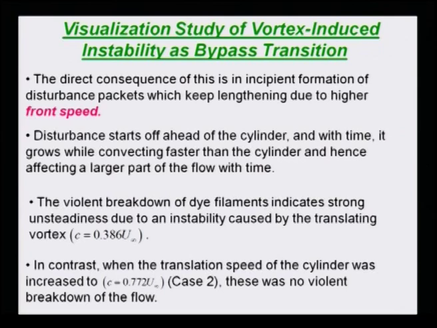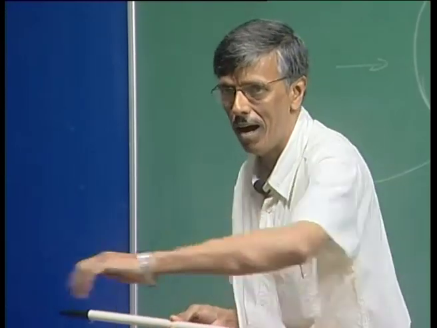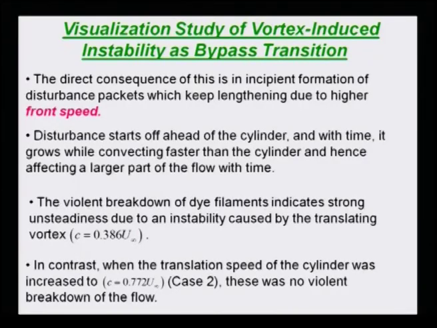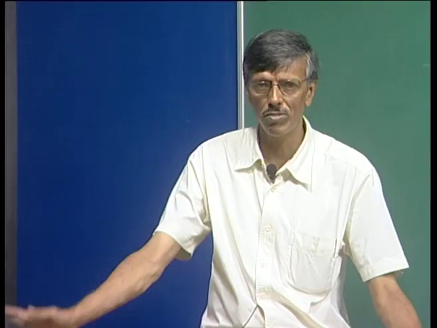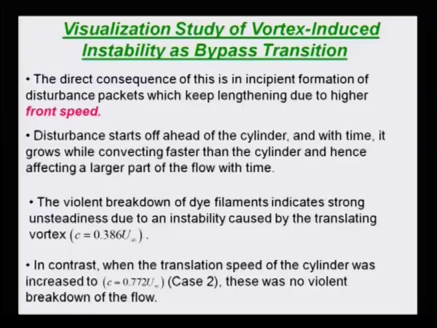Now, what we also noticed is that the disturbance actually started off a little ahead of the cylinder. If this is my location of the cylinder, the disturbance would happen ahead of it. And with time it starts affecting a larger part of the flow. That's what we saw. This violent breakdown of the dye filament indicates a very strong unsteadiness that can only come about due to an instability, because everything was steady. If anything has happened, a time scale has come about. That has to be a footprint of an instability, and this was created by a translating vortex going at this kind of speed.